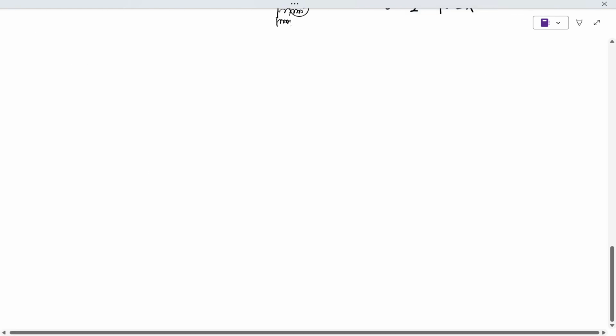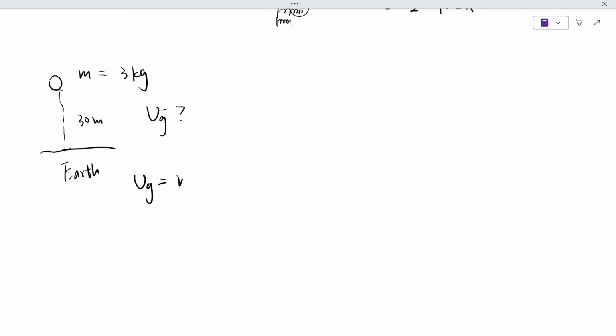Let me give you some very easy sample problems. For example, this is a ball with a mass of 3 kilograms, and it is 30 meters above the ground, and asking you what is the gravitational potential energy. Oh, by the way, this is Earth. So UG is equal to m times g times h, right?